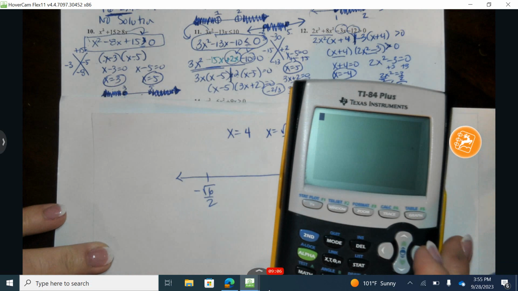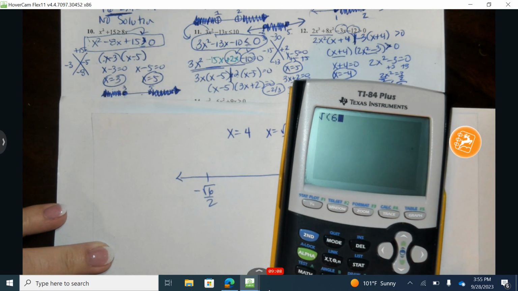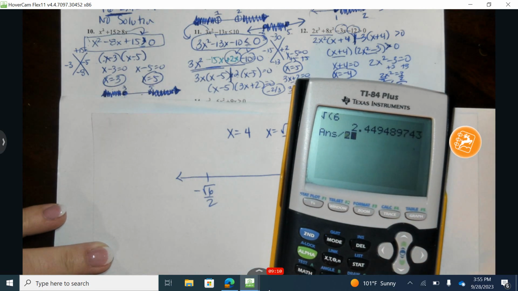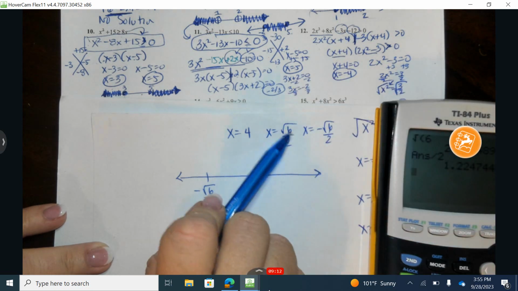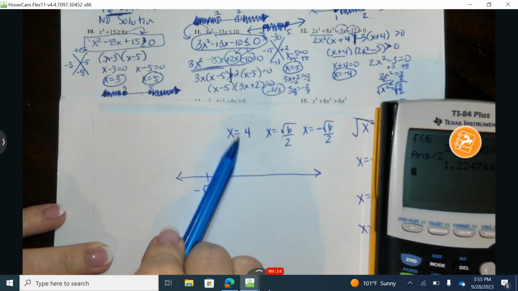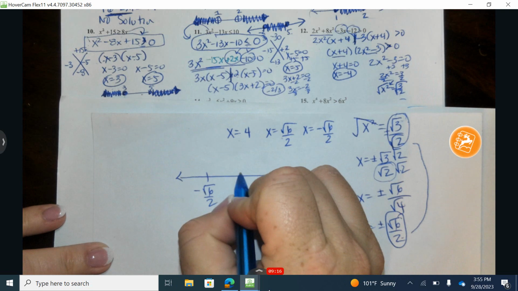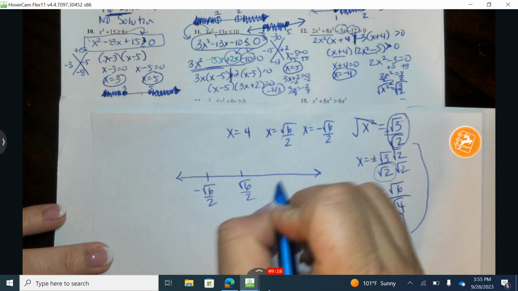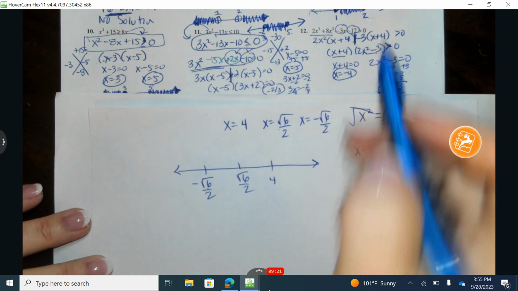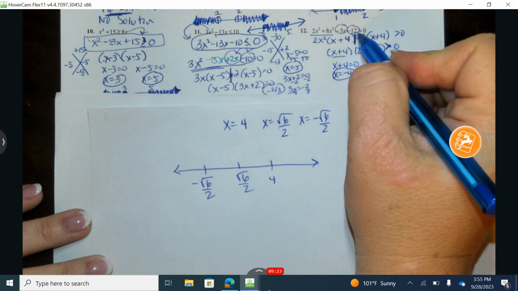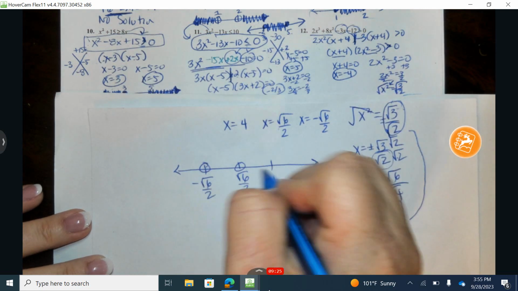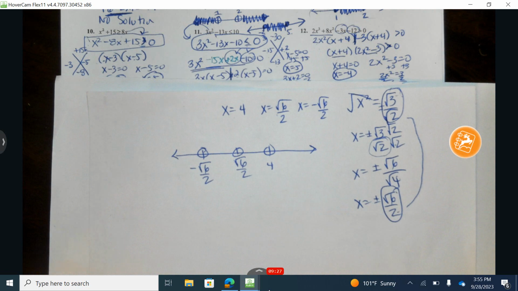So I'm just going to grab a calculator. Square root of 6, press enter, then divided by 2. Okay, so this is equivalent to about 1.2. Obviously 4 is greater. So we have our 3 different solutions here. And now I go back to the original equation. Notice that it's just greater than. There's no line underneath, so I'm going to put open circles at each one.